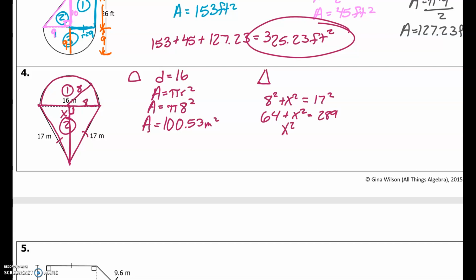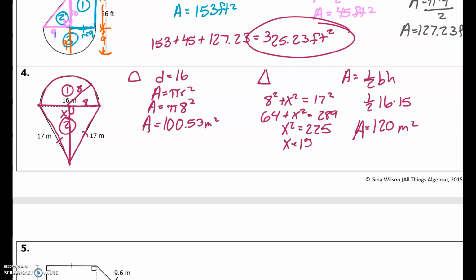So subtract 64 and then take the square root of 225, which is just going to give us x equals 15. So that's our total height here, and we're going to substitute that back in. The area formula is 1/2 base times height, and that's going to end up being 1/2 times 16 times our height, which is 15. Our overall area is going to end up being 120 meters squared for the inside of that triangle.